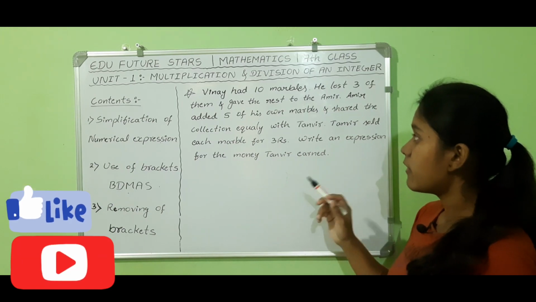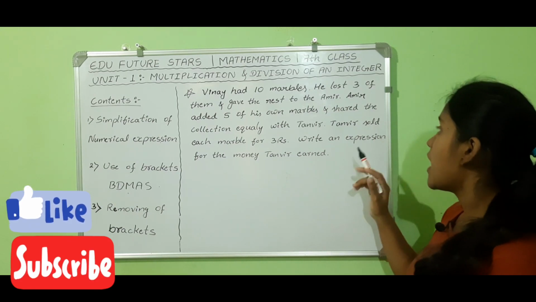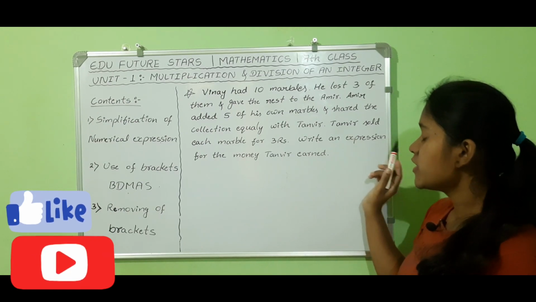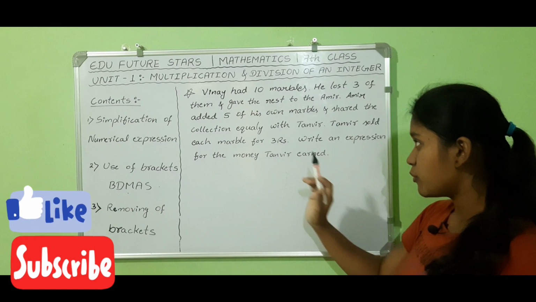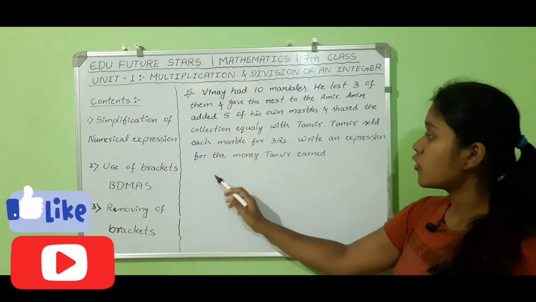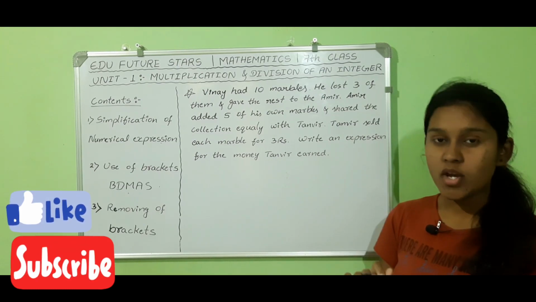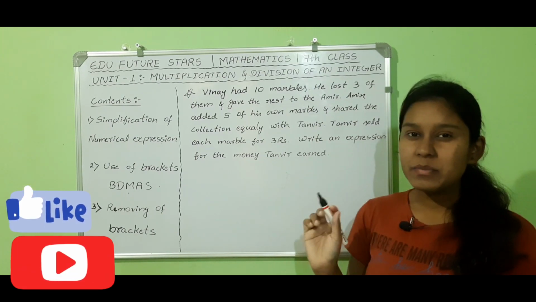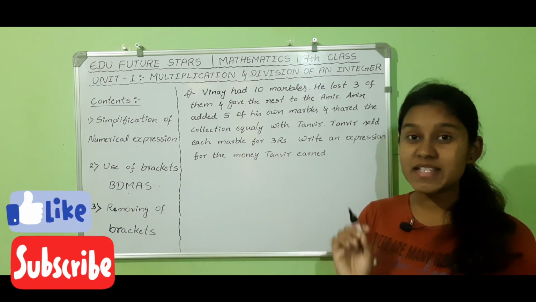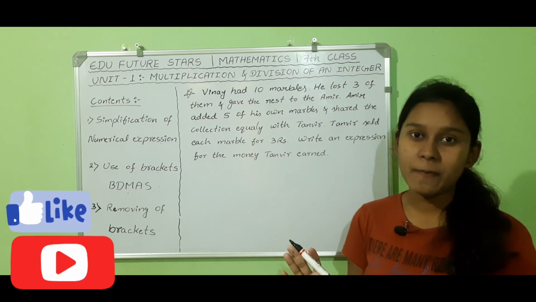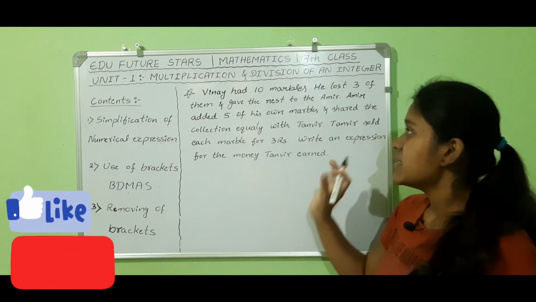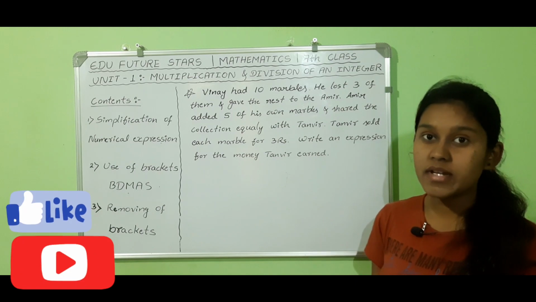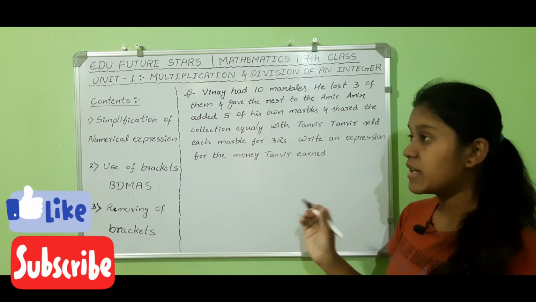Amir added 5 of his own marbles and shared the collection equally with Tanvir. Tanvir sold each marble for 3 rupees. Write an expression for the money Tanvir earned. This is the question. It looks like a bigger question, right? But the expression will come in only one line. It's very simple. Just understand the question first, then try to apply it. How can we simplify it into a mathematical form?